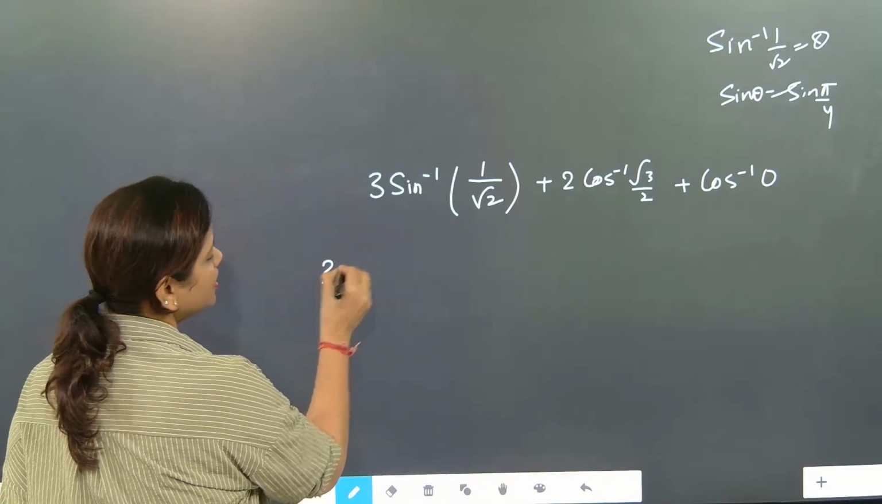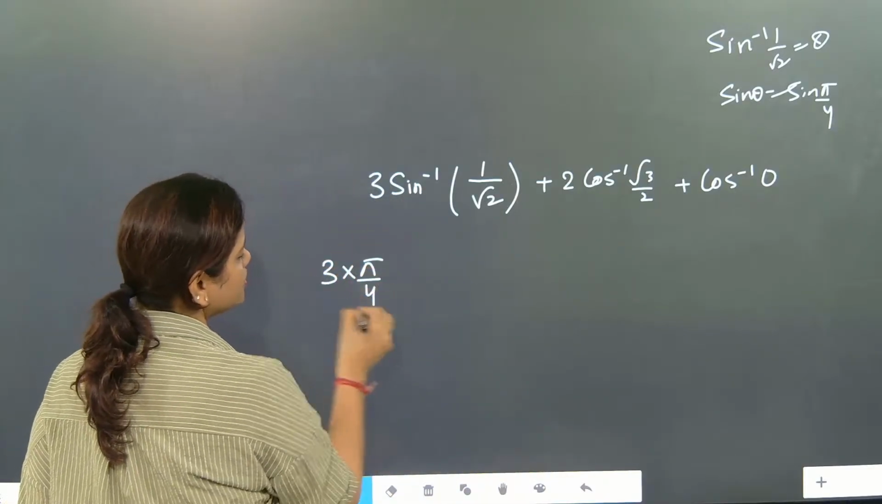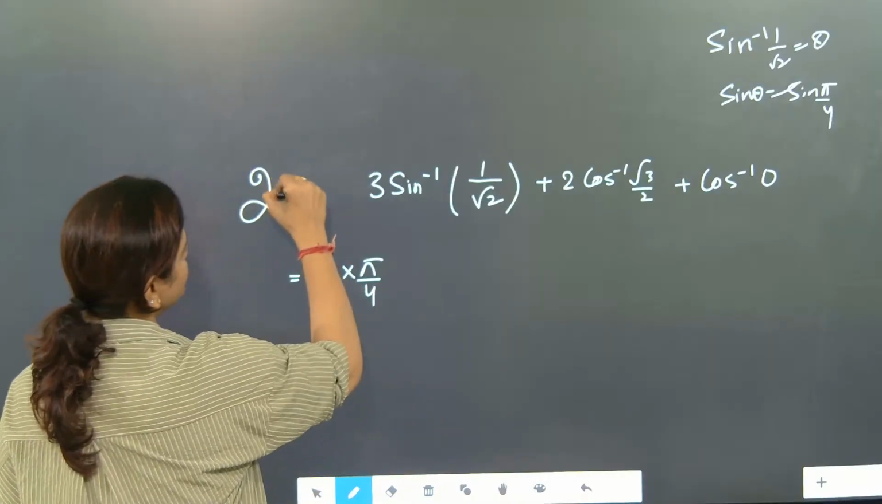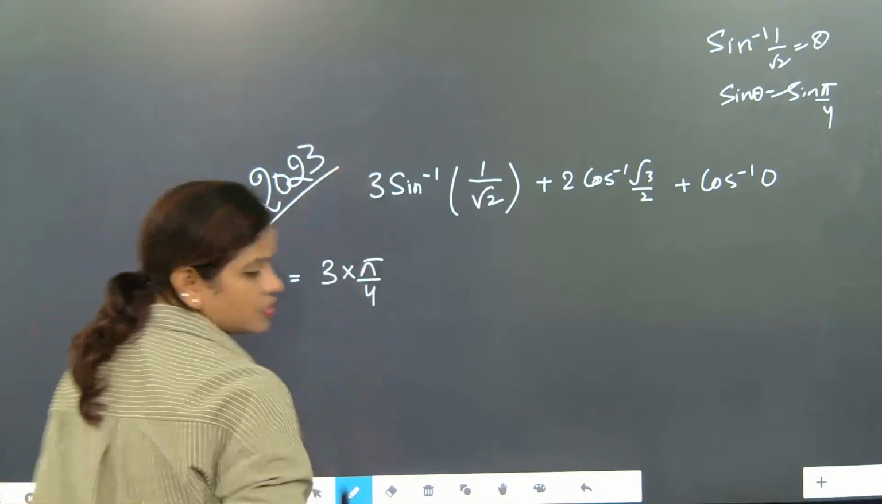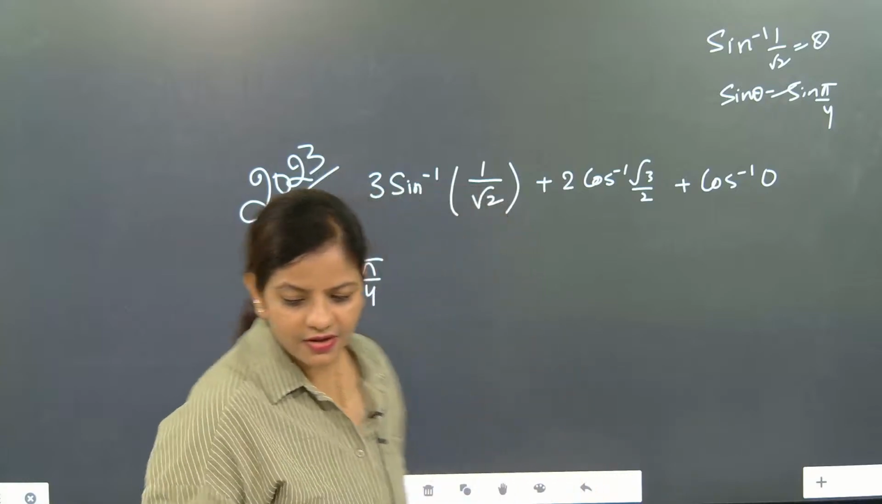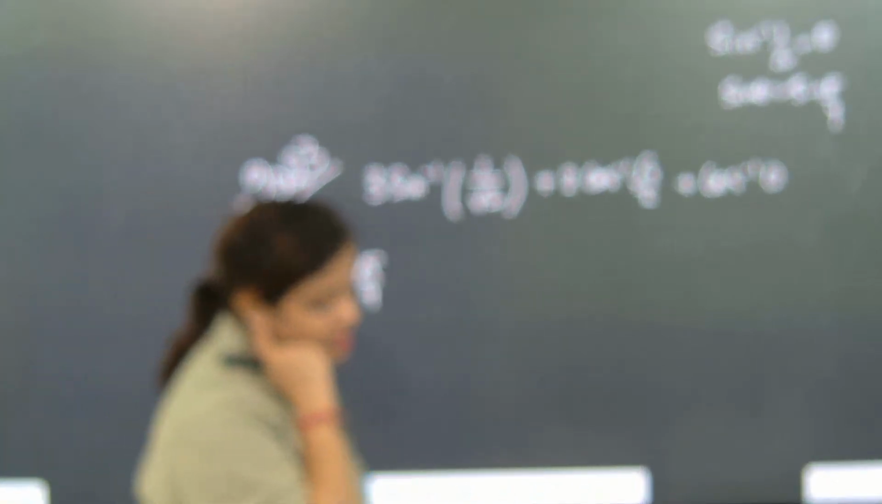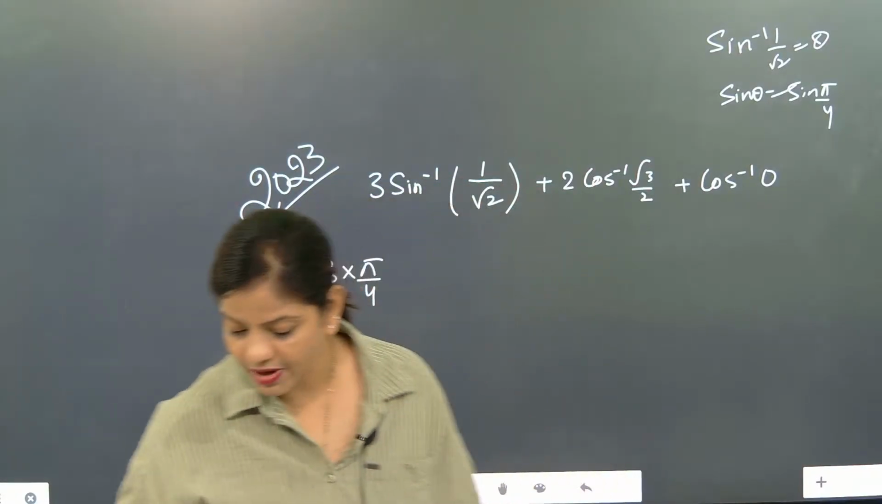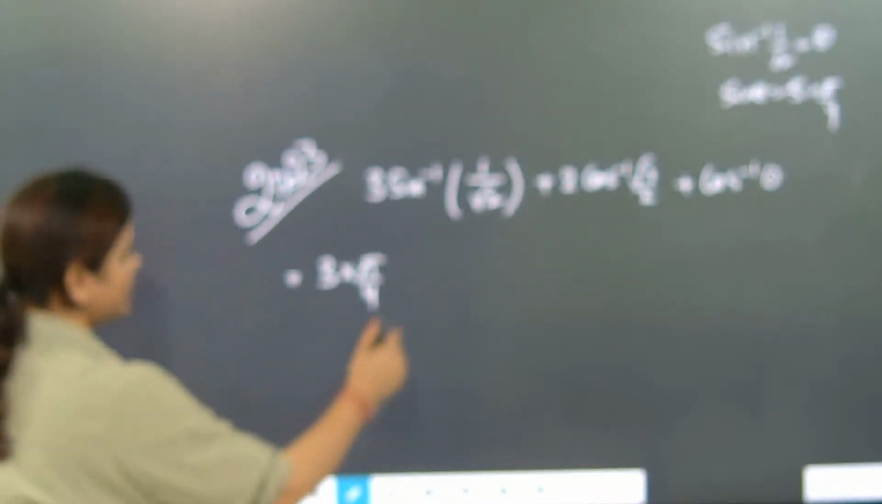Now look here. It will come 3 into pi by 4. This is the first part written. It is a 2 marks question, only 2 marks, and this question already came in CBSE 2023. Understood? So targeted questions are there. How much are you telling the answer? 19 pi by 12. Ritish has given the answer 19 pi by 12. Let's check whether the answer is correct or wrong.